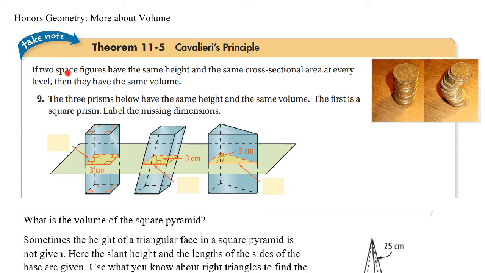If two space figures, that's a weird phrase, but like three-dimensional figures, have the same height and the same cross-sectional area. So cross-section is if you slice it across. This has a square cross-section. This has, I guess technically, a parallelogram. And this would be a triangular cross-section. If those areas are the same and they're the same height, then they'll have the same volume.